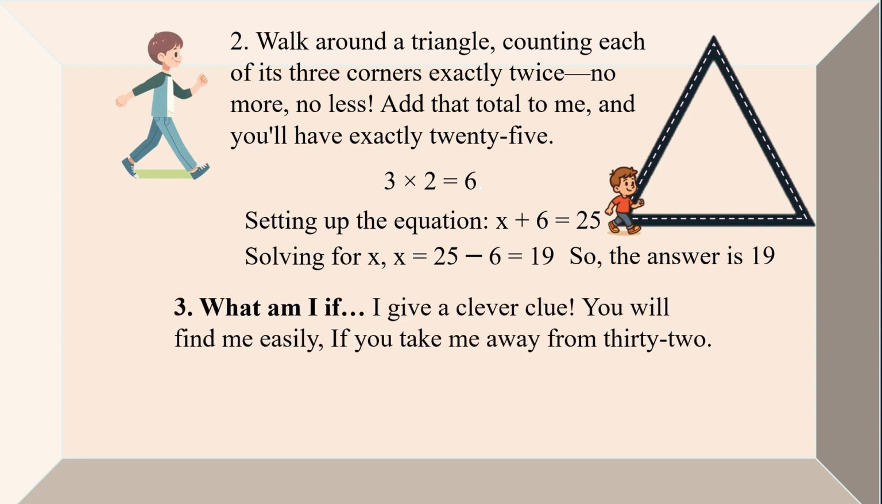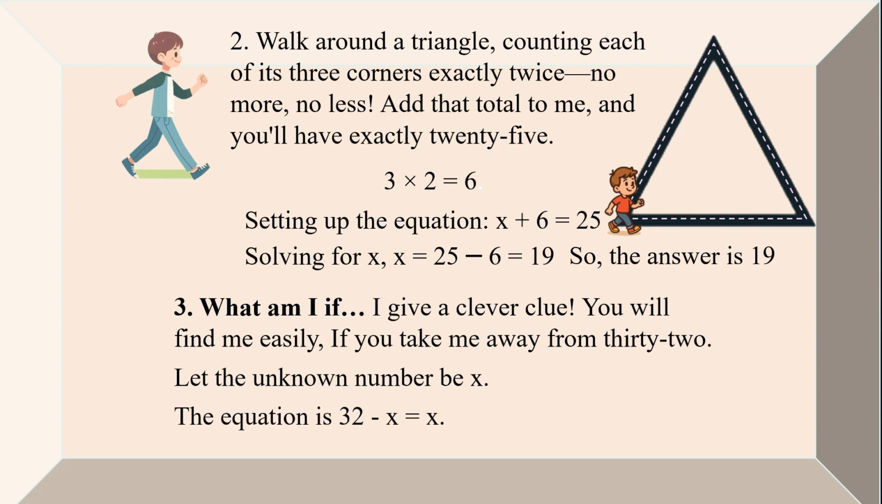Now the third question, what am I if I give a clever clue? You will find me easily if you take me away from 32. So let the unknown number be x. And you are going to take me away from 32. So the equation is going to be 32 minus x is equal to x.